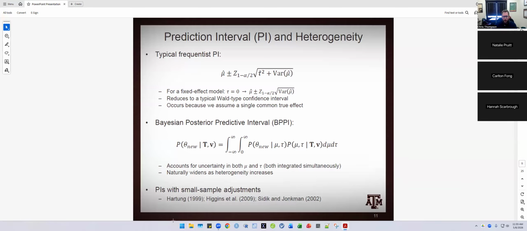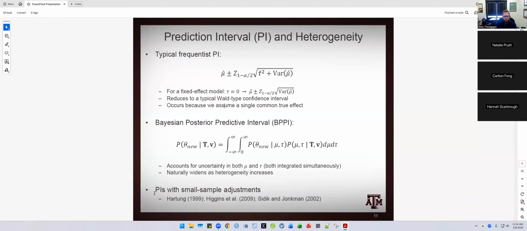There is a Bayesian version of this as well, the BPPI, right? It works in a similar way, but it's nice in that it accounts for uncertainty in both mu and tau at the same time, which was not the case as shown above. So that's kind of nice that you get that. And this, naturally widens the area under the curve, or actually it's a surface, widens as the variability increases, as you might expect.